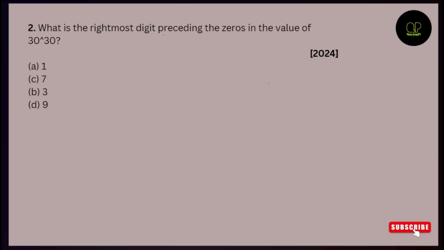What is the rightmost digit preceding the zeros in the value of 30 power 30? So the digit preceding the zeros. There are so many zeros, so he is asking for the non-zero digit. Basically, he is asking for the non-zero integer, the one which is non-zero.